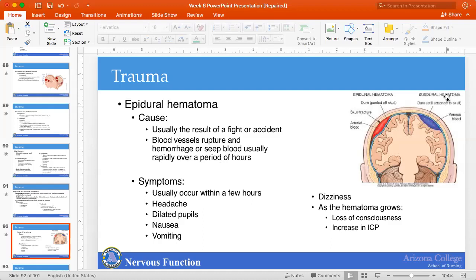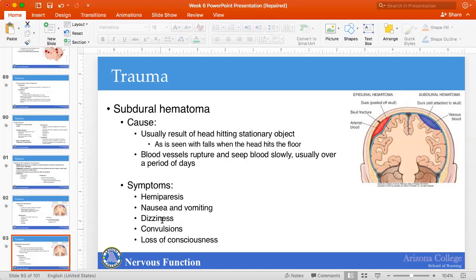And then up here, you can see a subdural hematoma where the dura is still attached to the skull. Here on the epidural, the dura starts to pull away from the skull. Subdural hematoma is usually a result of the head hitting a stationary object, as seen with falls where the head hits the floor. Blood vessels rupture and seep blood slowly, usually over a period of days. Symptoms are hemiparesis, nausea, dizziness, convulsions, loss of consciousness.